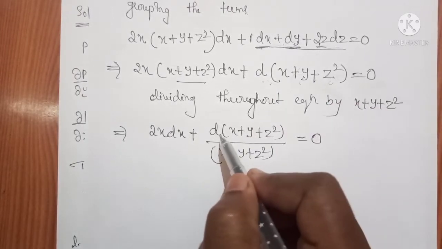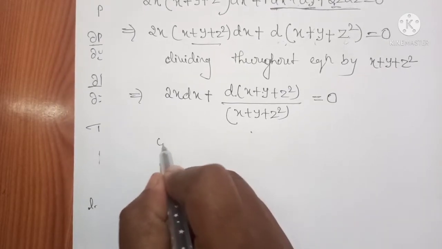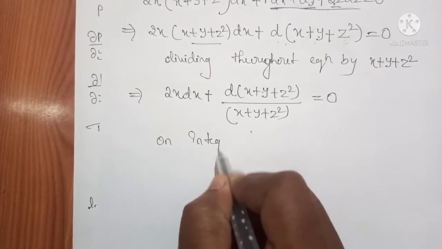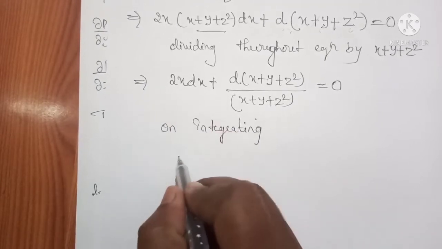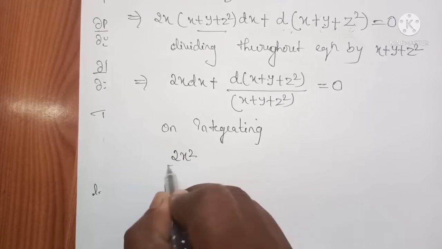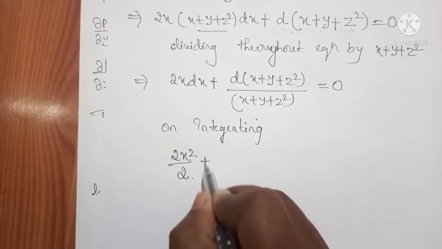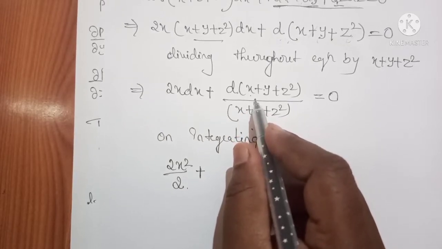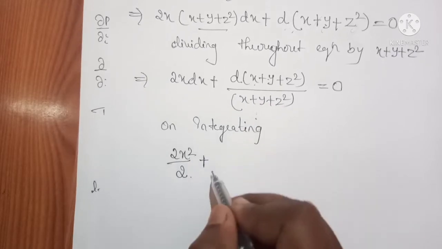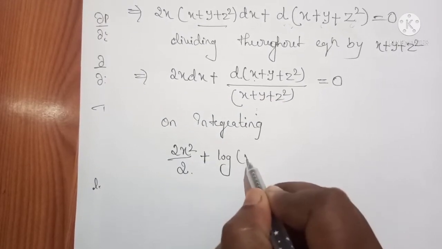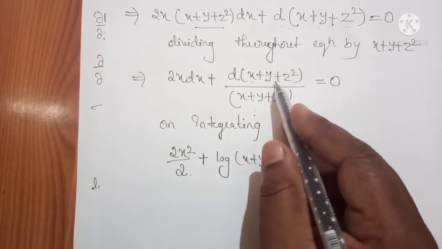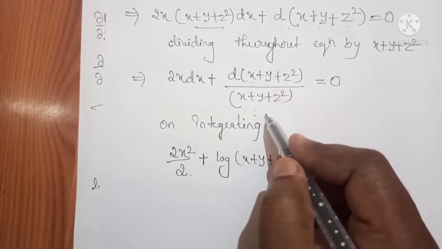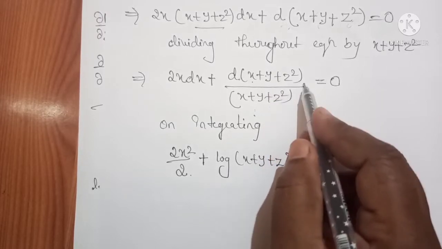Don't cancel these two because it is a differentiation of this one. Now on integrating, we get 2x integration is 2x square divided by 2 plus, it is of the form f dash of x divided by f of x, so that we get log of x plus y, it is in the form of 1 divided by x into dx form.